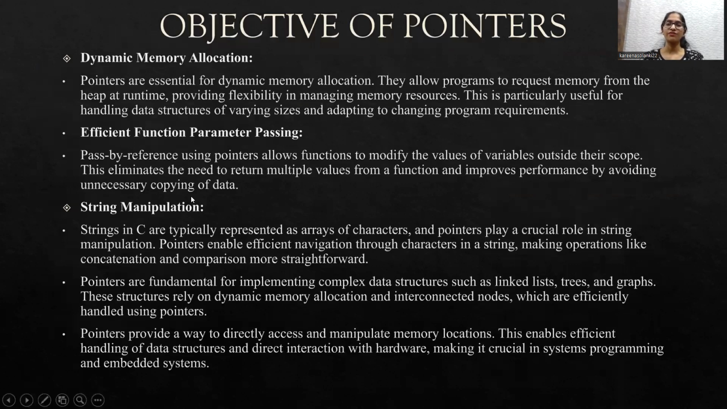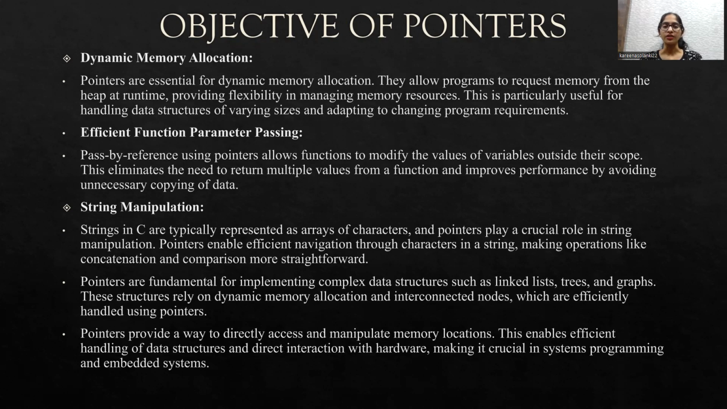So what are the main objectives of pointers? The main part is dynamic memory allocation. Pointers are essential for dynamic memory allocation. They allow programs to request memory from the heap at runtime, providing flexibility in managing memory resources. This is particularly useful for handling data structures of varying sizes and adapting to changing program requirements. As I have already said, it allocates memory during runtime, due to which the size can be changed. The second part is efficient function parameter passing.